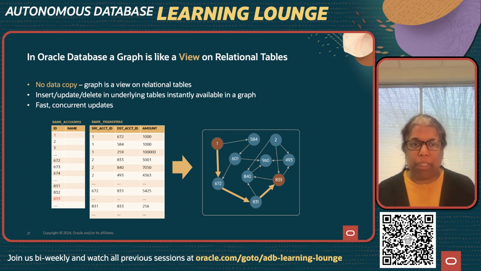So that has many different advantages. Of course, one is simplicity. You can have the same data either queried as relational tables or queried as a graph. And then all your other business applications can continue their insert, update, and delete operations on underlying tables. And all of that will be instantly reflected in the graph because the graph is just a view on tables.